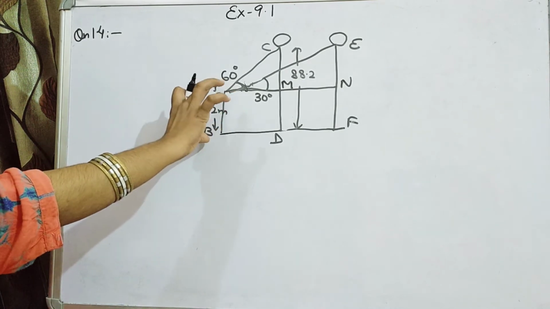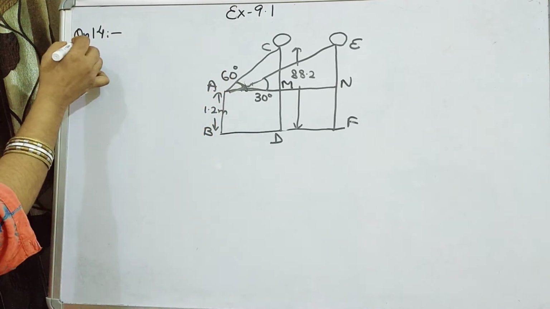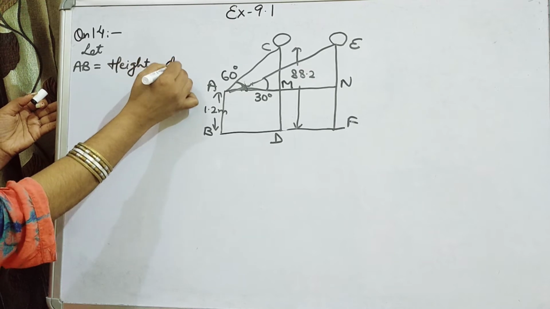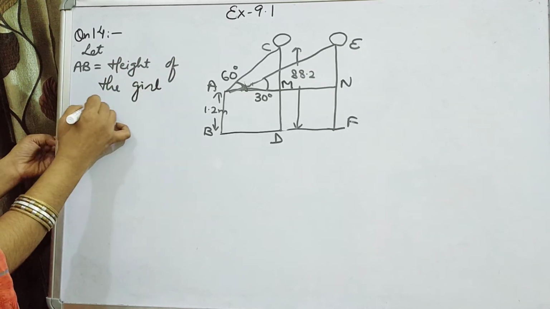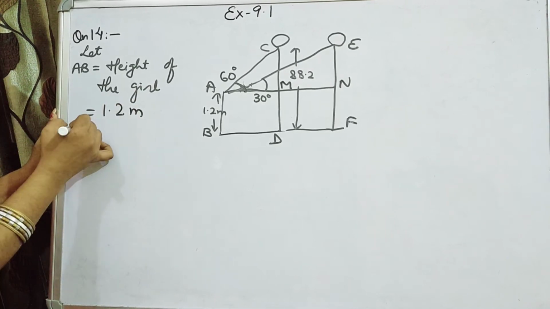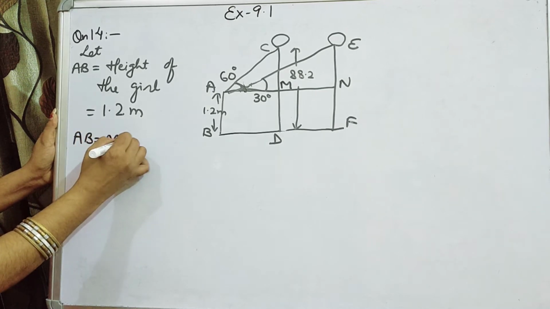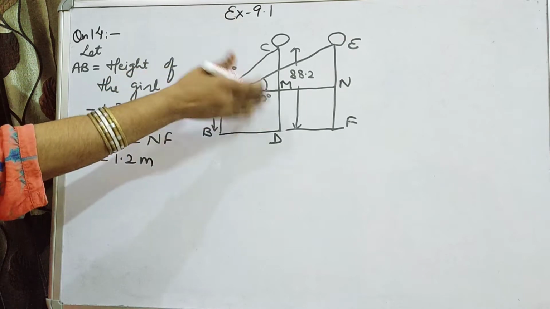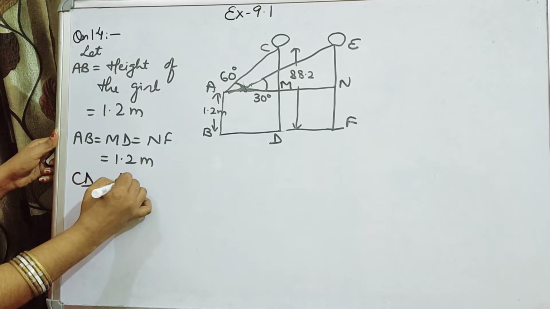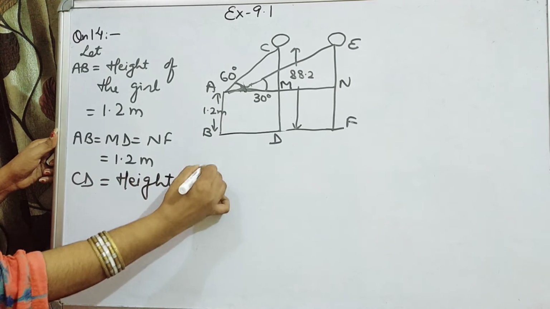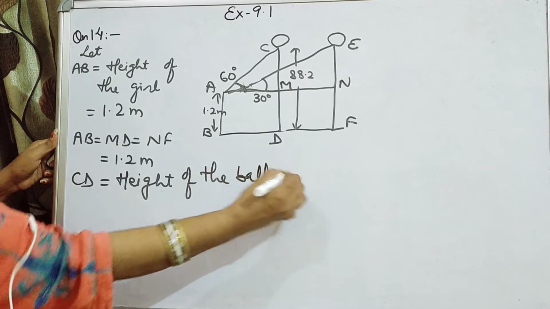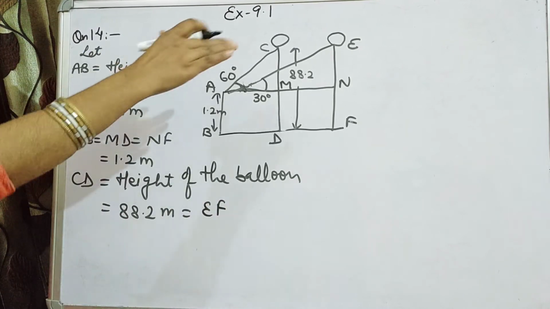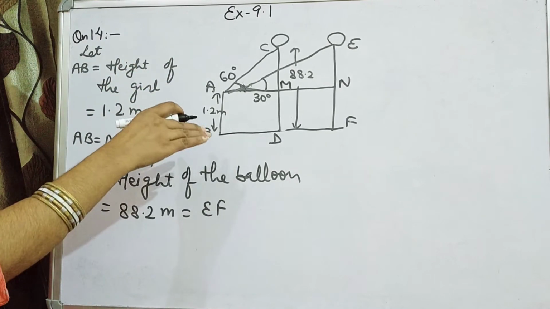If this is AB and we have supposed it as the height of the girl, so we have to write it here. Say let AB is the height of the girl, and we all know that that is equal to 1.2 meter. And according to the figure, AB is equal to MD is equal to NF, which is 1.2 meter, right? Again we have supposed that CD is the height of the balloon, so we write that CD is the height of the balloon, and it is equal to 88.2 meter, as given in the question, and which is again equal to EF because the balloon is moving horizontally, right?